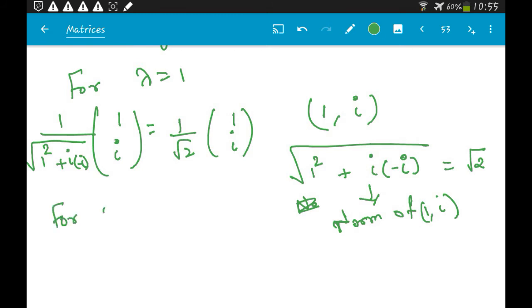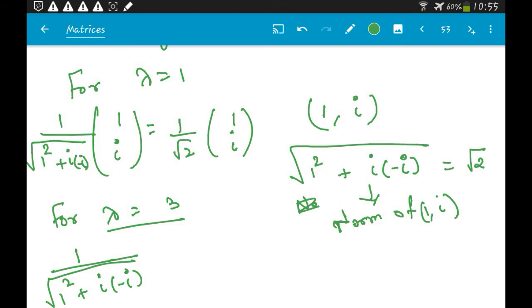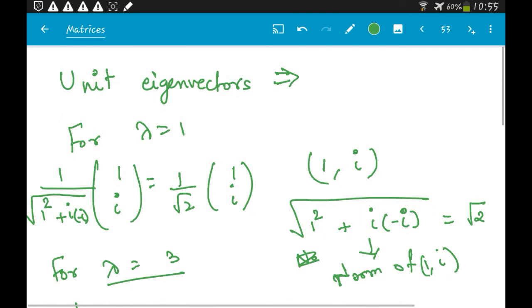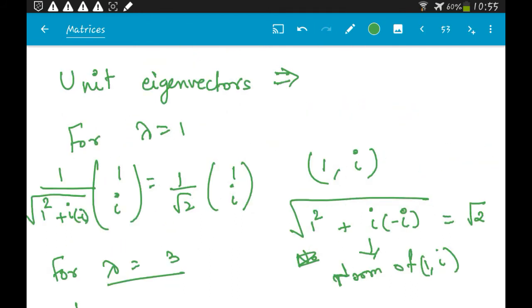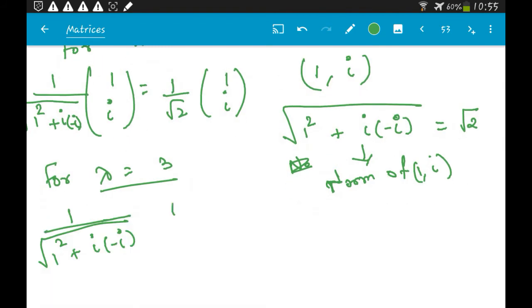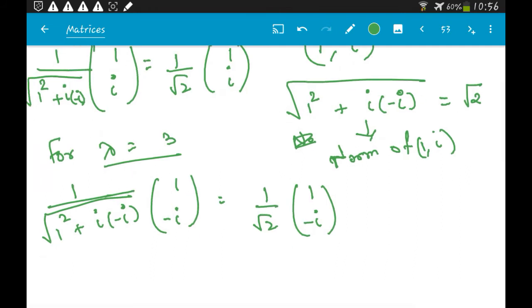Alright. For lambda equals 3, similarly you will have 1 by 1 square plus I into minus I. So what are the eigenvectors? 1 comma minus I. So this will be 1 by root 2, 1 comma minus I. Alright. Okay. Now.